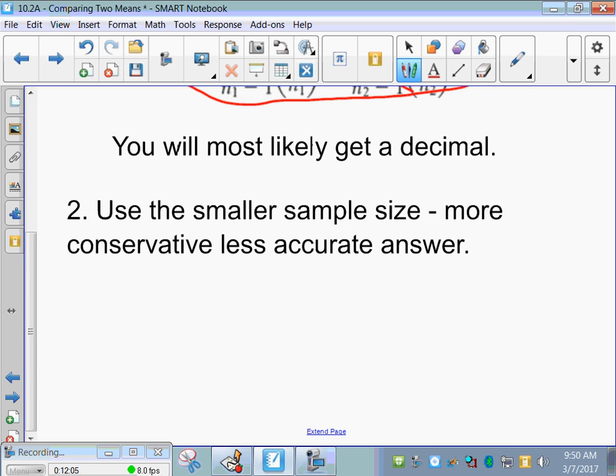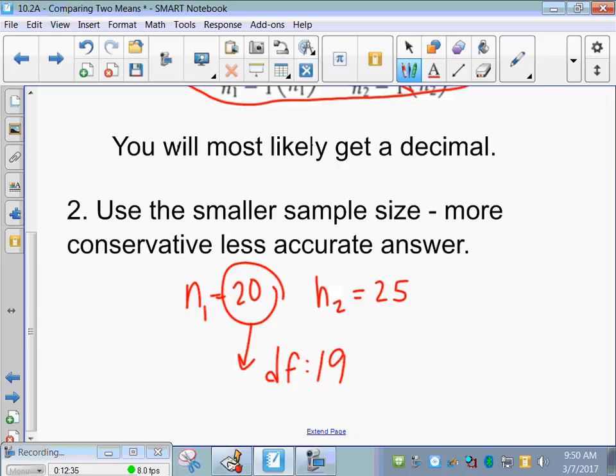There is another way to do it, okay, which is to use the smaller sample size, and this gives you a more conservative, so in a confidence interval, you'd get a bigger confidence interval, so it's a little less accurate, all right? So the smaller of the two. So in the last problem, we had n equals 20. We sampled 20 of them, and we sampled 25 of them. So what would our degrees of freedom be? Yeah, we would take the smaller one and subtract 1, and our degrees of freedom would be 19. So the safest bet is the smallest one, subtract 1.